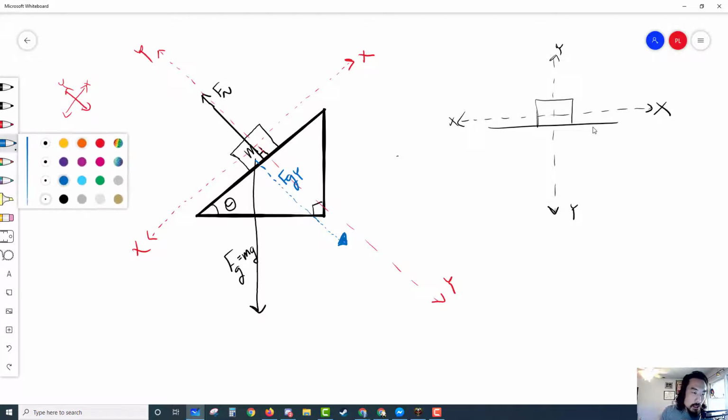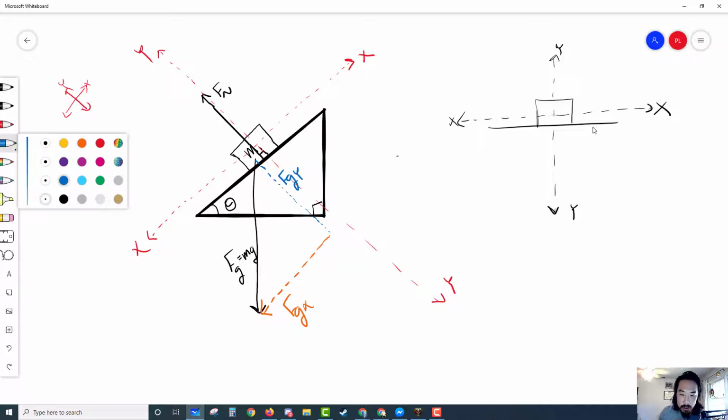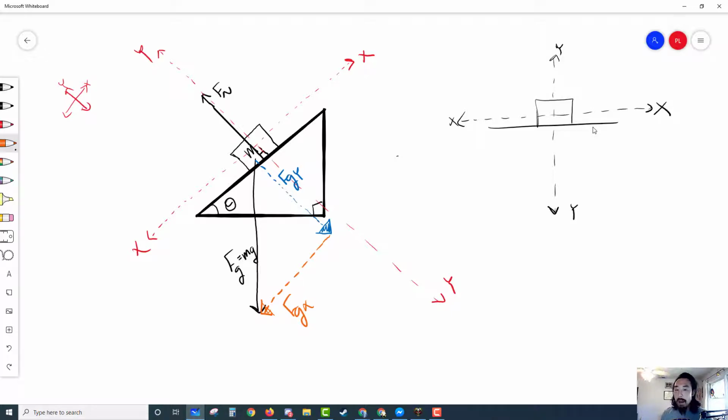Next, let's do this in orange. I'm going to create my FGX. I'm going to clean this up a little bit. And you'll notice that what I'm doing right now is erasing that arrowhead, because when we draw our vectors, it should look like we're creating a triangle, because we are creating a triangle. So I have my FGY and my FGX.